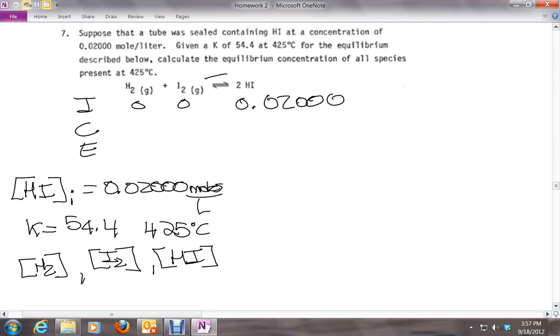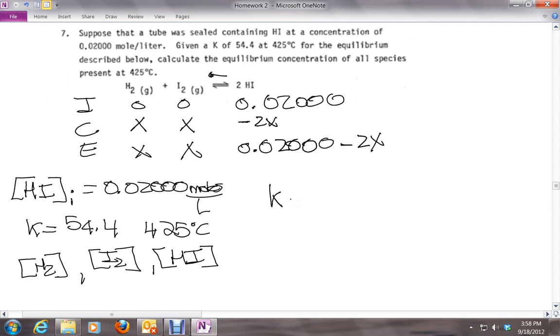it's important to know this. If it's going to the left, then the change for HI is minus 2x because the coefficient is 2. The concentration of H2 is x and the concentration of I2 is x. This is the stoichiometry: for every mole of I2 that you use, you're going to produce 2 moles of HI. So the equilibrium is going to be 0.02000 plus the change, which is minus 2x. And here, 0 plus x, and 0 plus x.